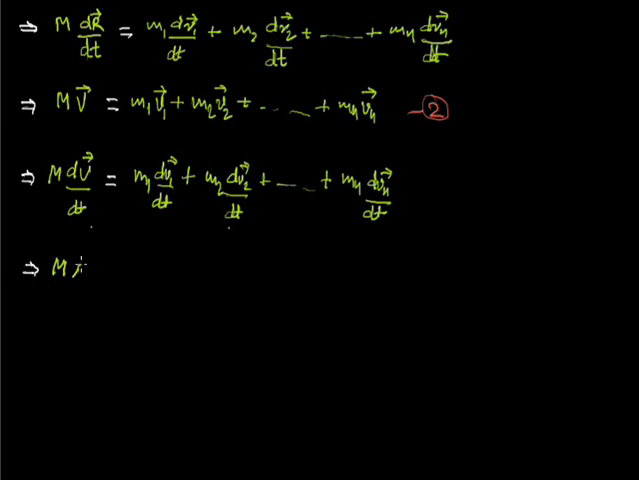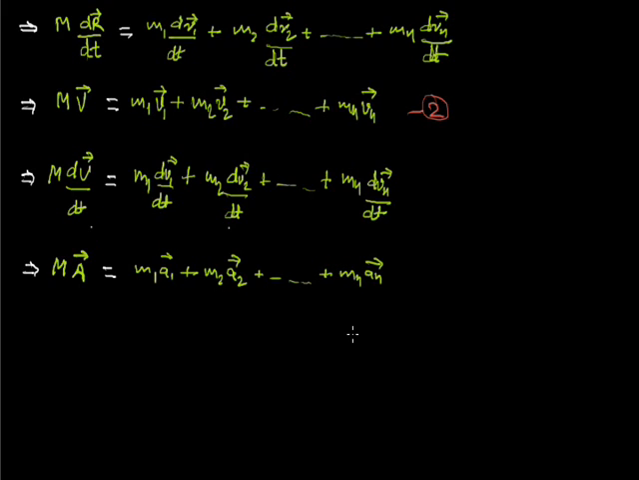which can be further rewritten as M A, with capital A denoting the acceleration of the center of mass, equals m1 a1, denoting acceleration of the mass particle 1, plus m2 a2, denoting acceleration of the mass particle m2, and up to the mass particle mn.